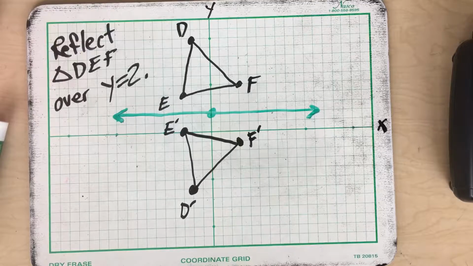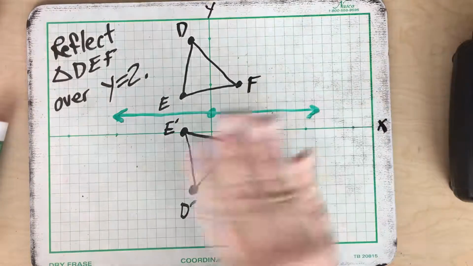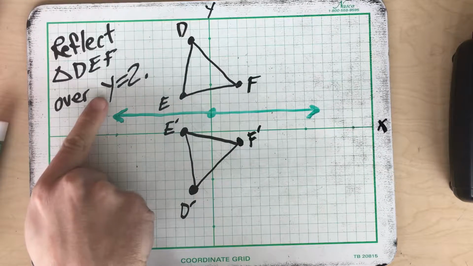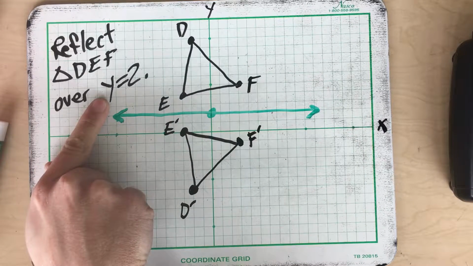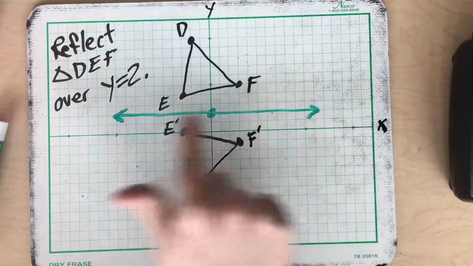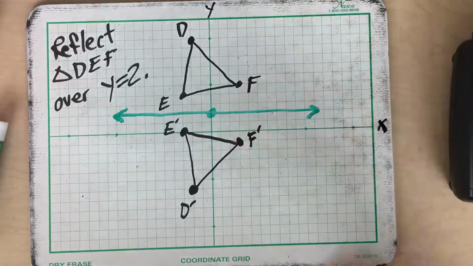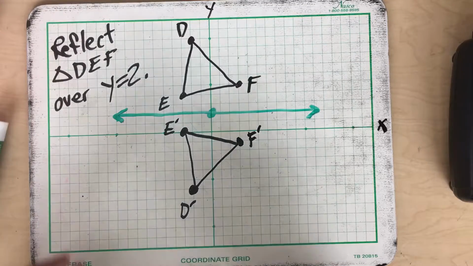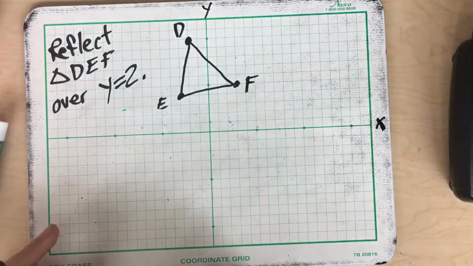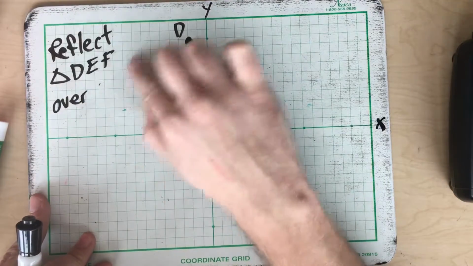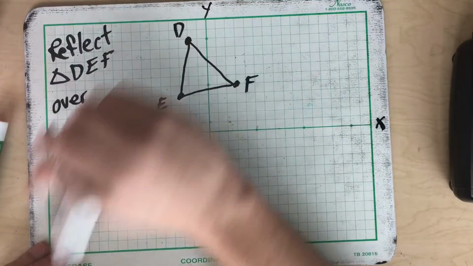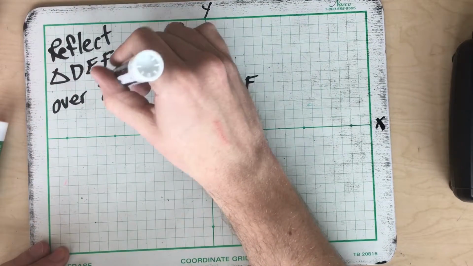All right. So we've done over the x-axis, over the y-axis, and over a horizontal line such as y equals 2. This would work for any horizontal line, y equals 5, y equals -6. Whatever y equals, you put a horizontal line at that point and then measure the distance and reflect over. Let's use our same triangle here, only this time, let's reflect over a vertical line. So let's do over the line x equals 7.